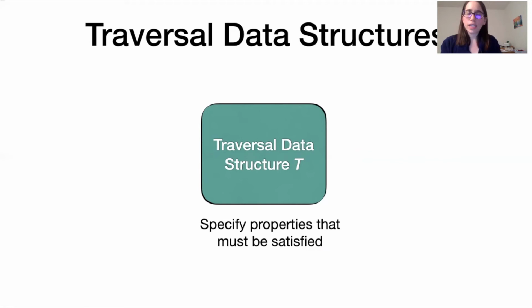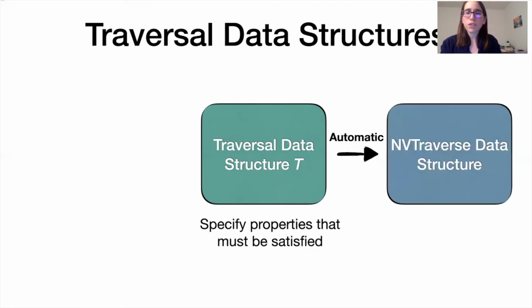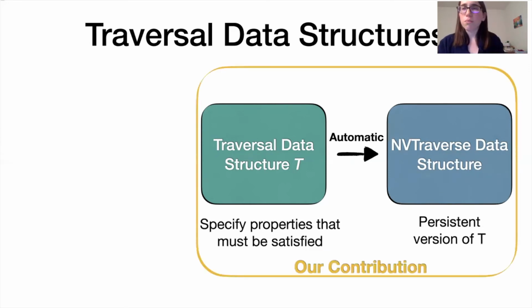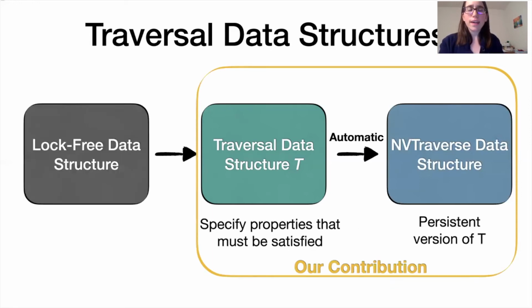Now, once we have a data structure that is in traversal form, we show how to automatically insert flush and fence instructions into it to make it into a persistent version, which we call the NVTraverse data structure. And for the NVTraverse data structure, we guarantee that it's correct for persistence, so it won't lose updates that have already completed. And this is the main contribution of our paper. Now, I do want to add that many lock-free data structures in the literature actually don't quite fit the traversal form as is, and they're very close to it, but do require some modifications before our framework can be applied to them. So what I want to do now is to just give you a hint of the intuition for what these traversal properties are.